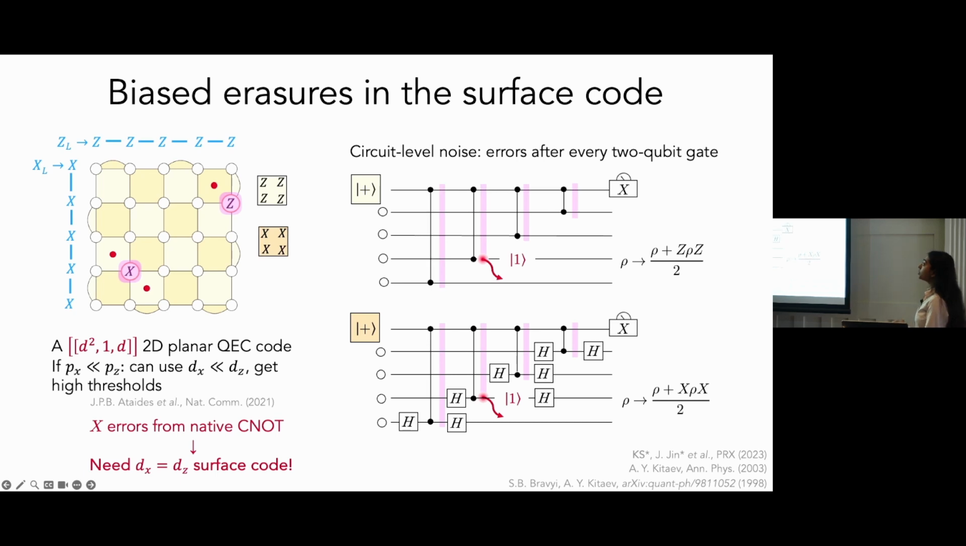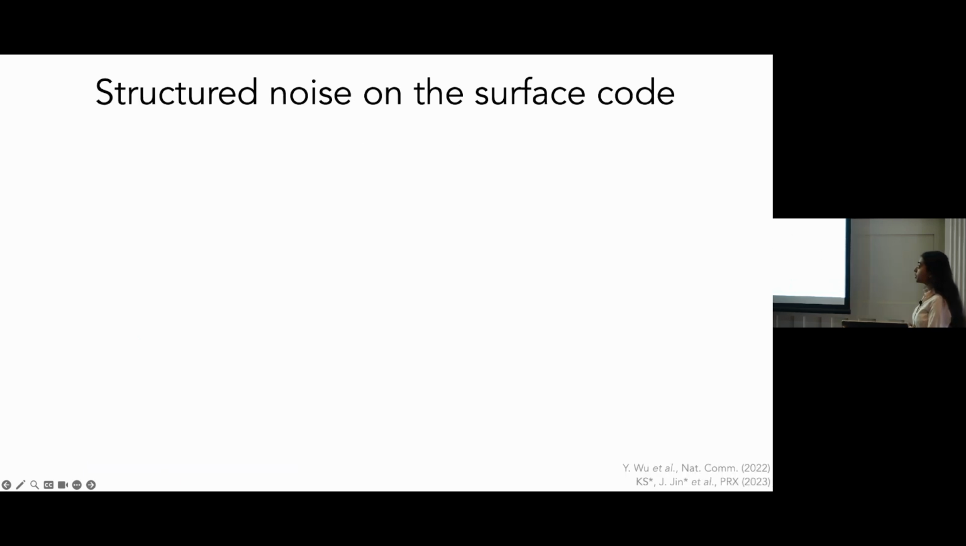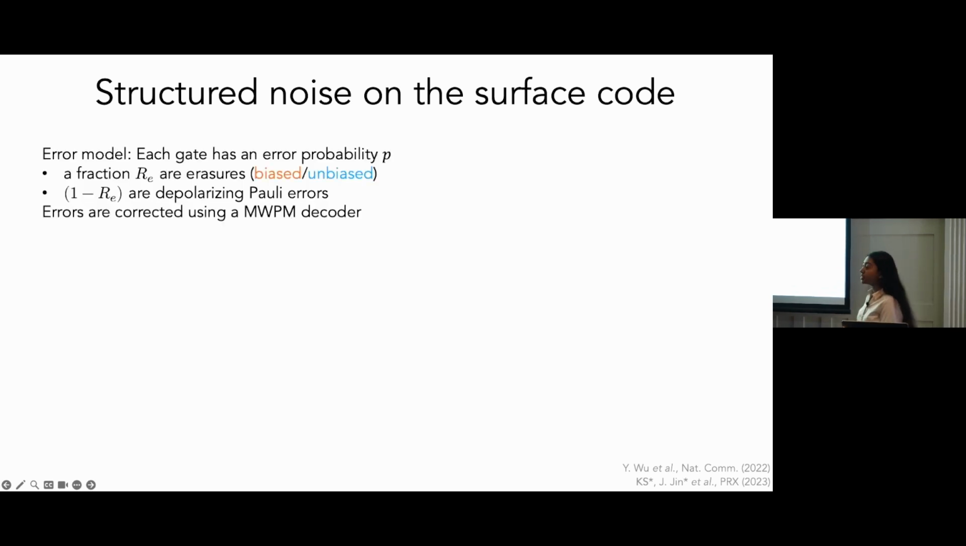But let's now further study the parameter space of errors by looking at different kinds of structured noise on the surface code. We take a more general noise model where we say each gate suffers errors with a probability p, and the fraction R_e, the erasure fraction of those errors, can be biased or unbiased erasures. The remaining errors experienced by the gates are depolarizing Pauli noise, and I correct these errors using a minimum weight perfect matching decoder.